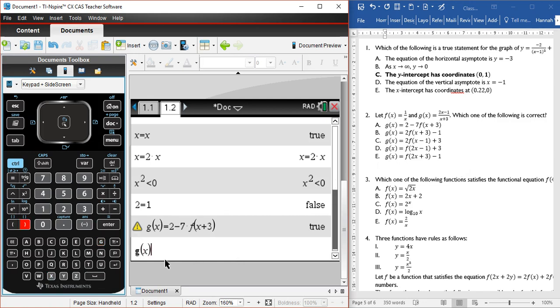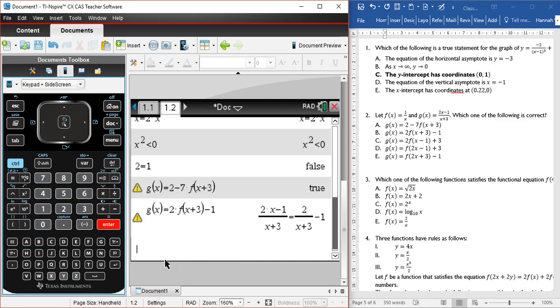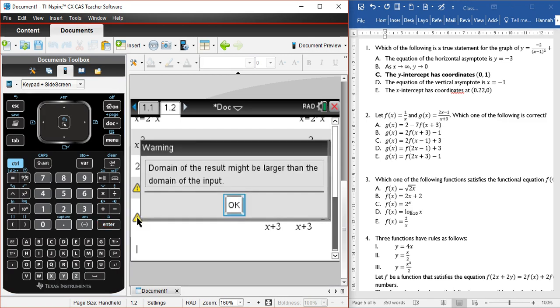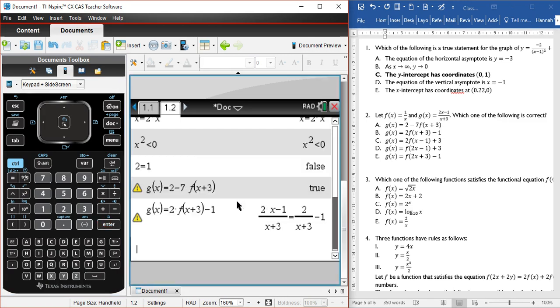And also talk about this. Okay, 2 times f of x plus 3 minus 1. So this is the second one. See how it just repeats it, writing what the equation is without saying true, because this is only correct for some values of x, but not for every single value of x. And if you click on this, it will say the domain of the result may be larger than the domain of the input, and that's okay.